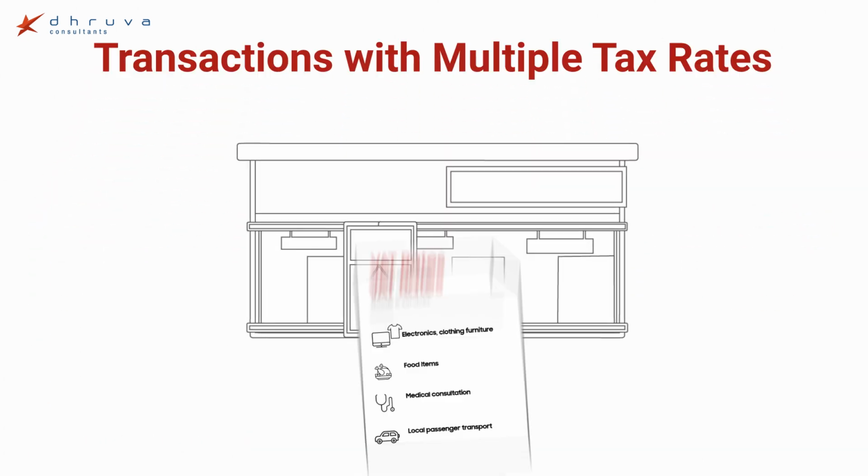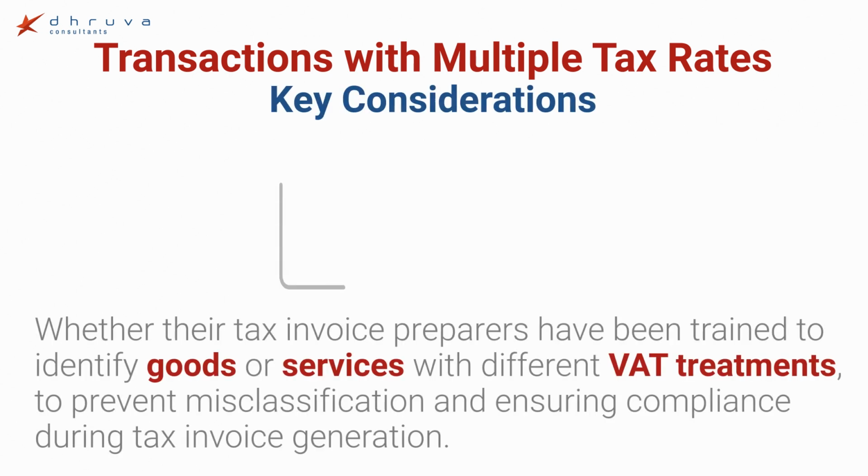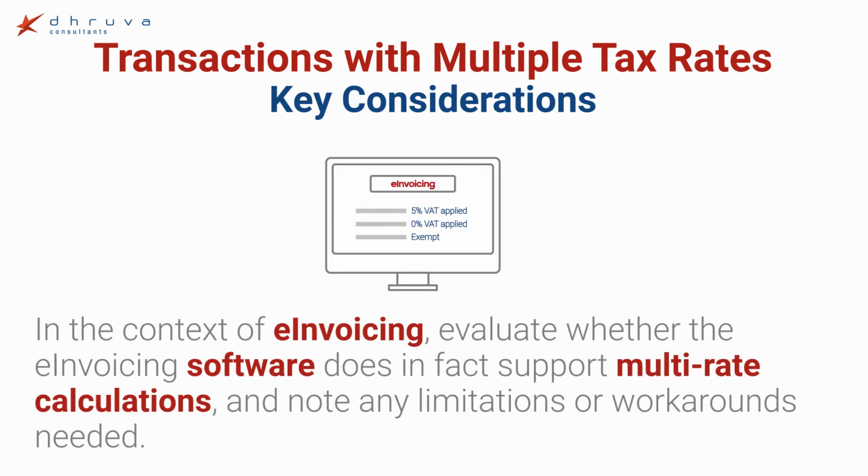Transactions with multiple tax rates. VAT on goods and services may fall under standard rated, zero rated, or exempt categories. When multiple VAT rates apply, invoices must segregate values clearly. Businesses having such transactions should evaluate training invoice preparers to identify goods or services with varying VAT treatments, and ensuring e-invoicing software supports multi-rate VAT calculations, noting limitations and workarounds.